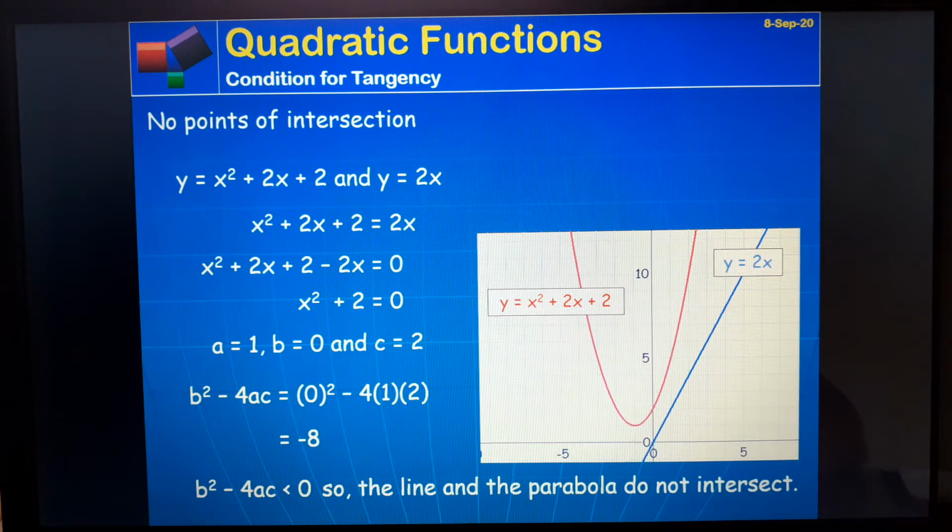So we can use the line and the parabola and create a combined quadratic and then use the discriminant on the combined quadratic.